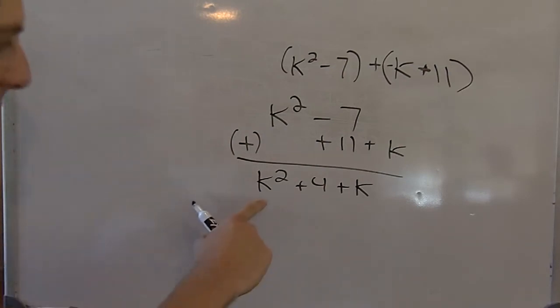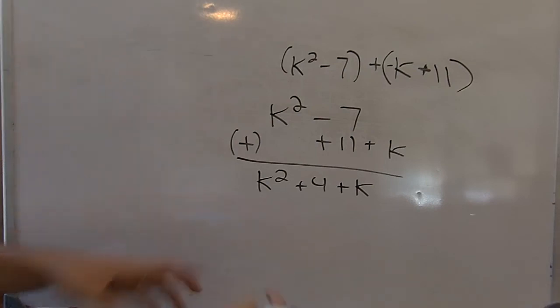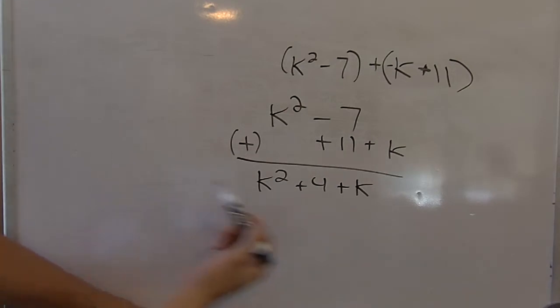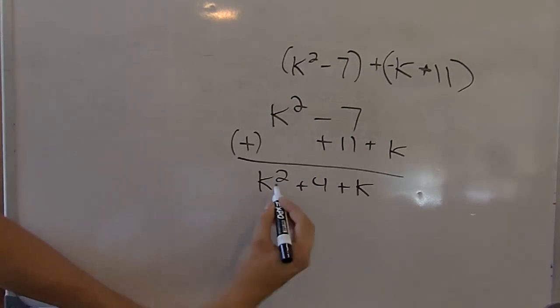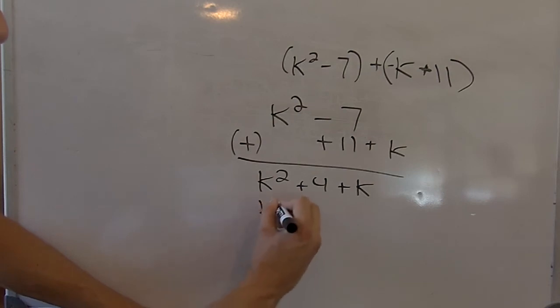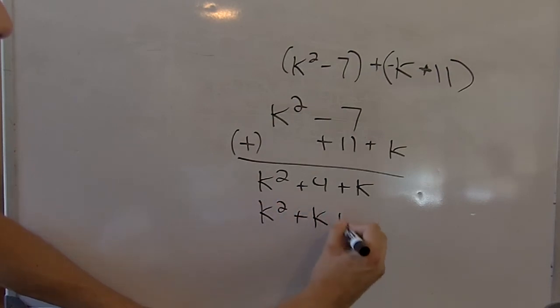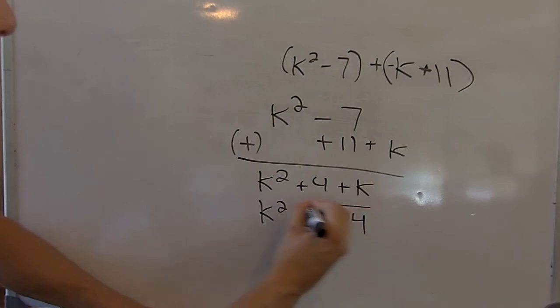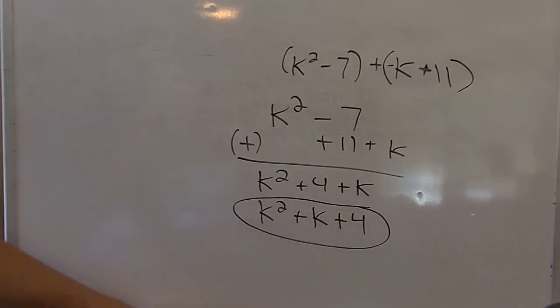You're not saying, okay, well, I've got a k squared, where is your k squared? It just makes life a lot easier when you put things in standard form. So the largest degree all the way down to the smallest degree. The largest degree would be k squared, followed by k, followed by 4. And so that would be the technical answer in standard form.